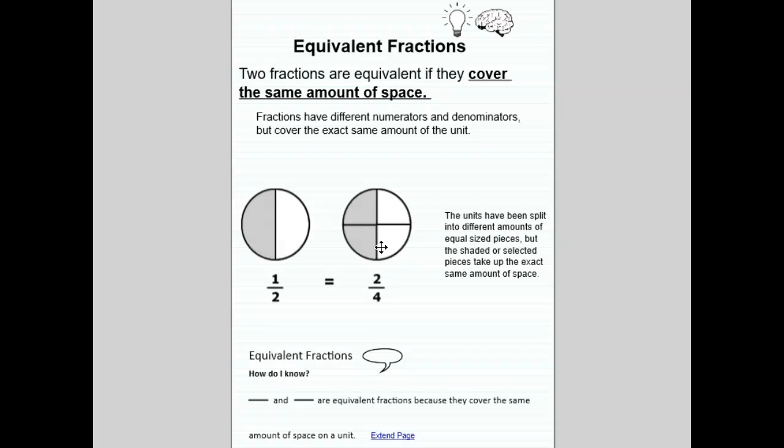If you need help explaining whether two fractions are equivalent or not, get out your vocabulary resource, and this little helper right here will help you explain whether or not two fractions are equivalent. You guys ready to practice? Wonderful.